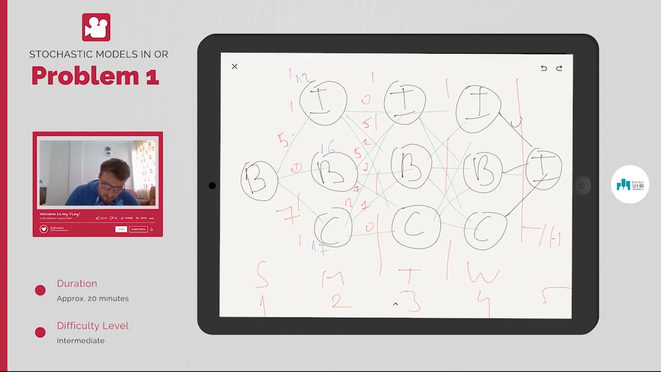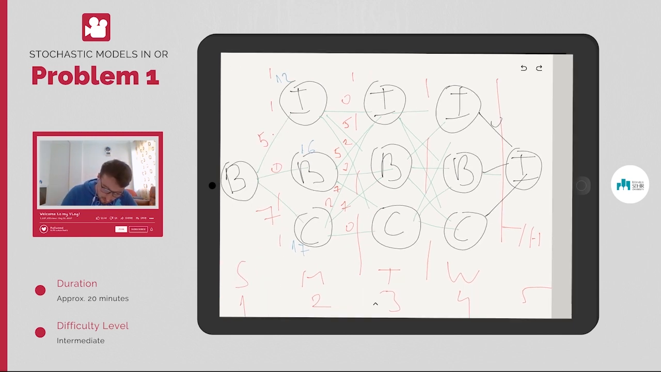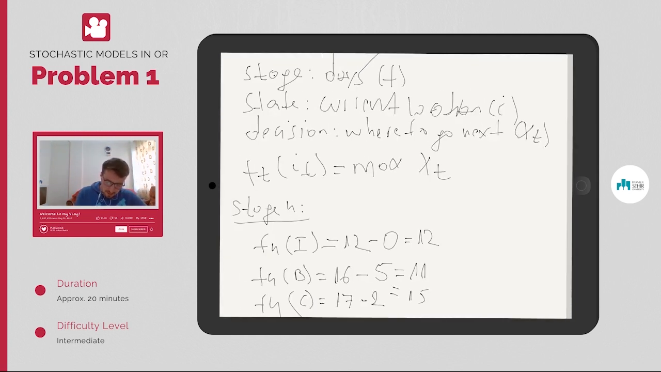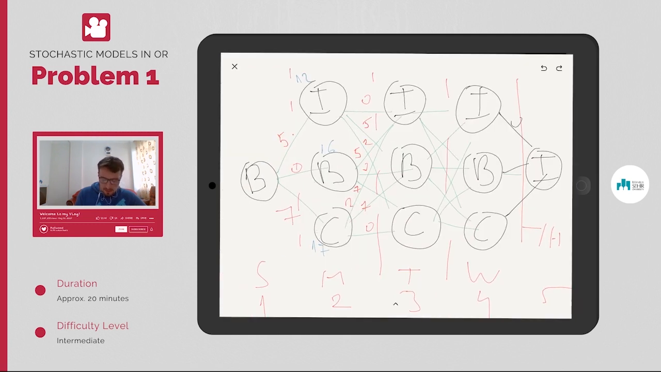So now we are done with stage 4, so we move to stage 3. Again, I'm not used to this program yet, so bear with me. Stage 3 computations. Now, again, let's suppose I am in Indiana. In this case, I have various possibilities because I can go from Indiana to Indiana, or stay in Indiana, go from Indiana to Bloomington, and to Chicago.